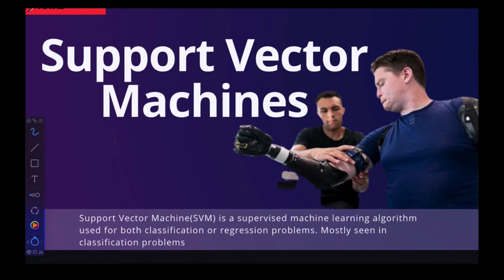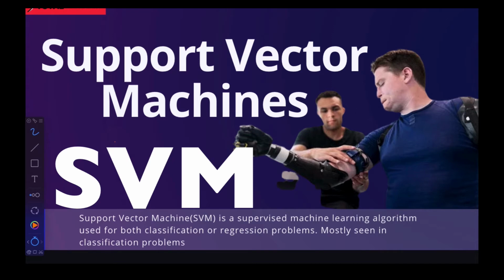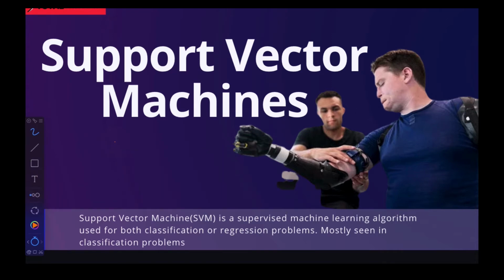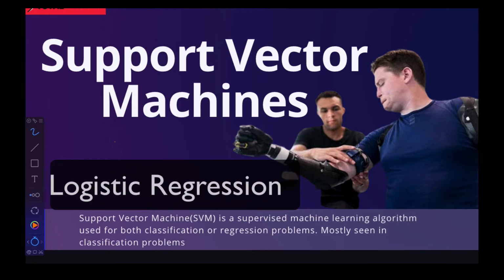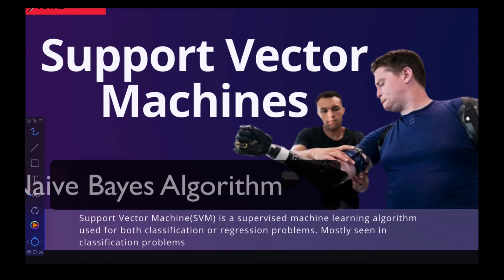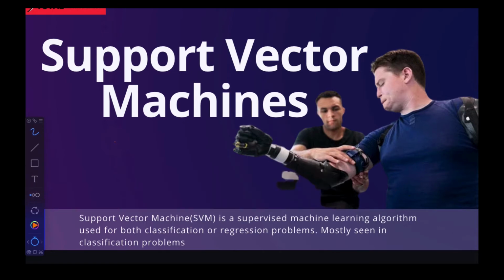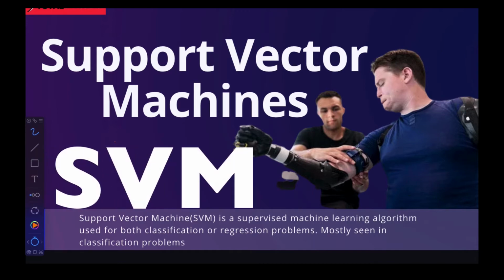Alright, welcome back. In this video, we're going to consider what are called support vector machines. In the previous videos, we've seen several different machine learning algorithms, such as linear regression, logistic regression, k-nearest neighbor, and naive Bayes. We've considered all of these, and in this video, we're going to consider support vector machines.